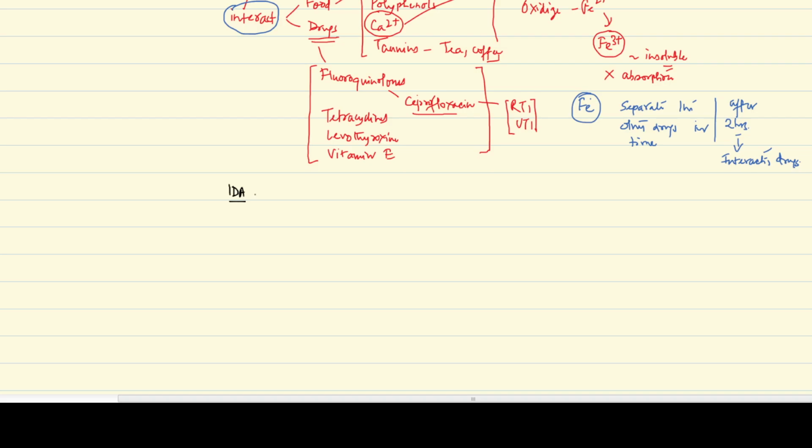So the most common iron preparation that's given for IDA is ferrous sulfate. Why? Because of its availability. It's cheap, in the sense that it's affordable, and it works, it's effective. So that's the reason why this is the most common drug given for iron deficiency anemia.